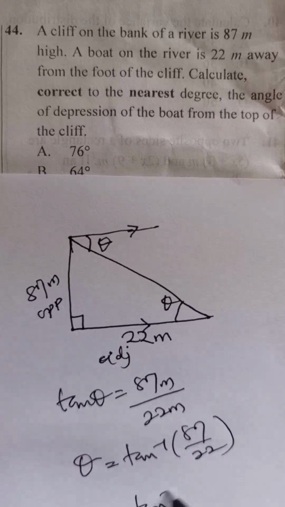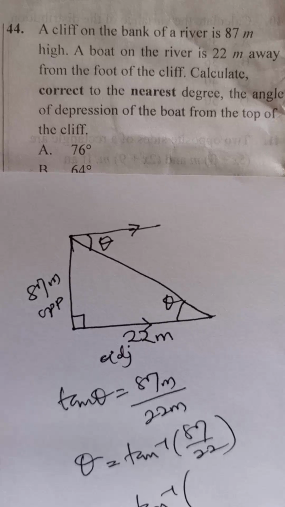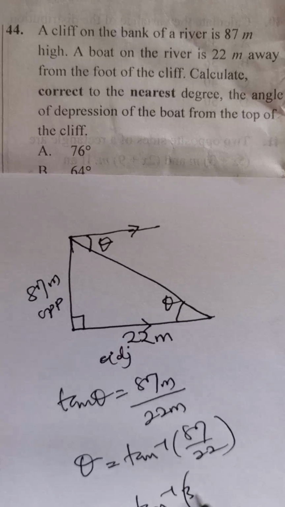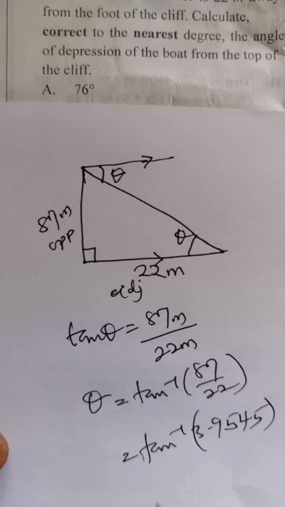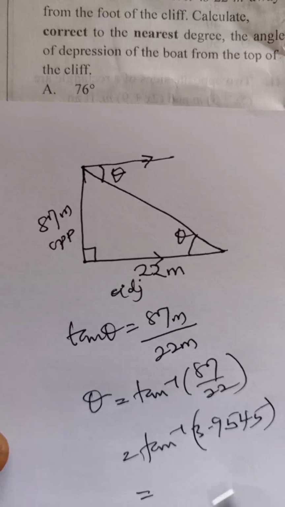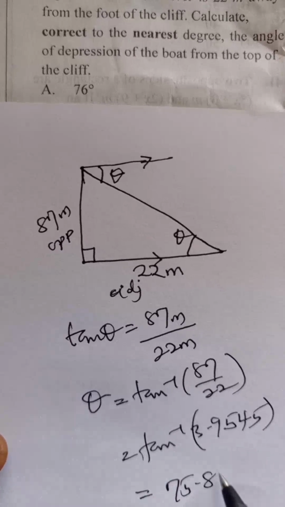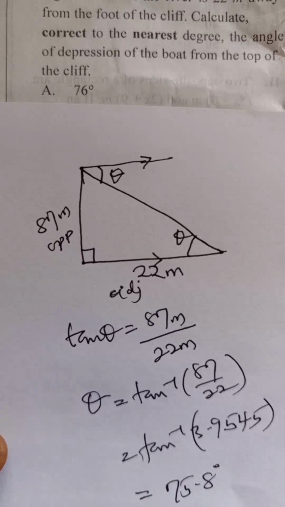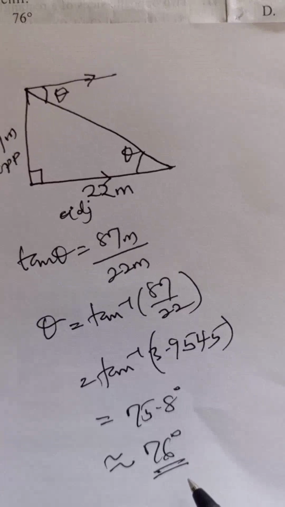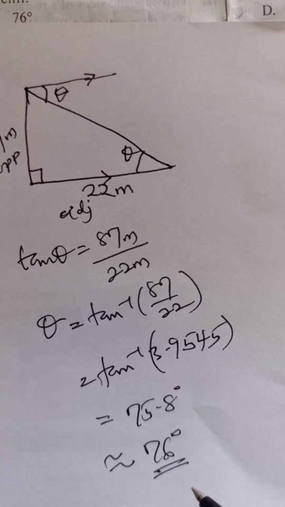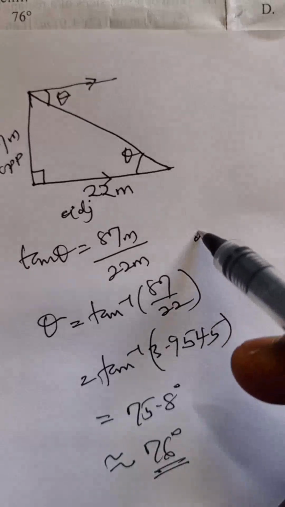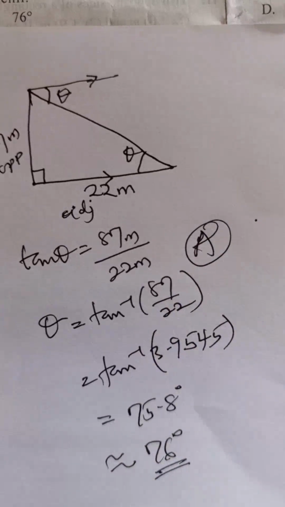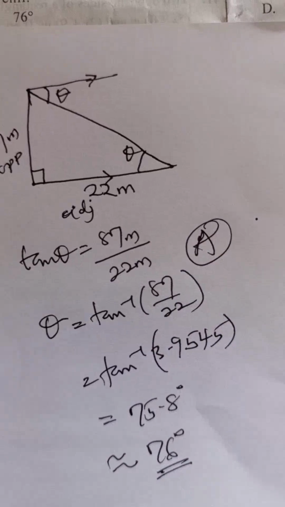This is arctan. When you press your calculator, you are going to have 3.9545, and the arctan of this is going to give you 75.8 degree, which is approximately equal to 76 degree. That is the final answer for question number 44. For question number 44, the final answer is option A, 76 degree. Let's move to question number 45.